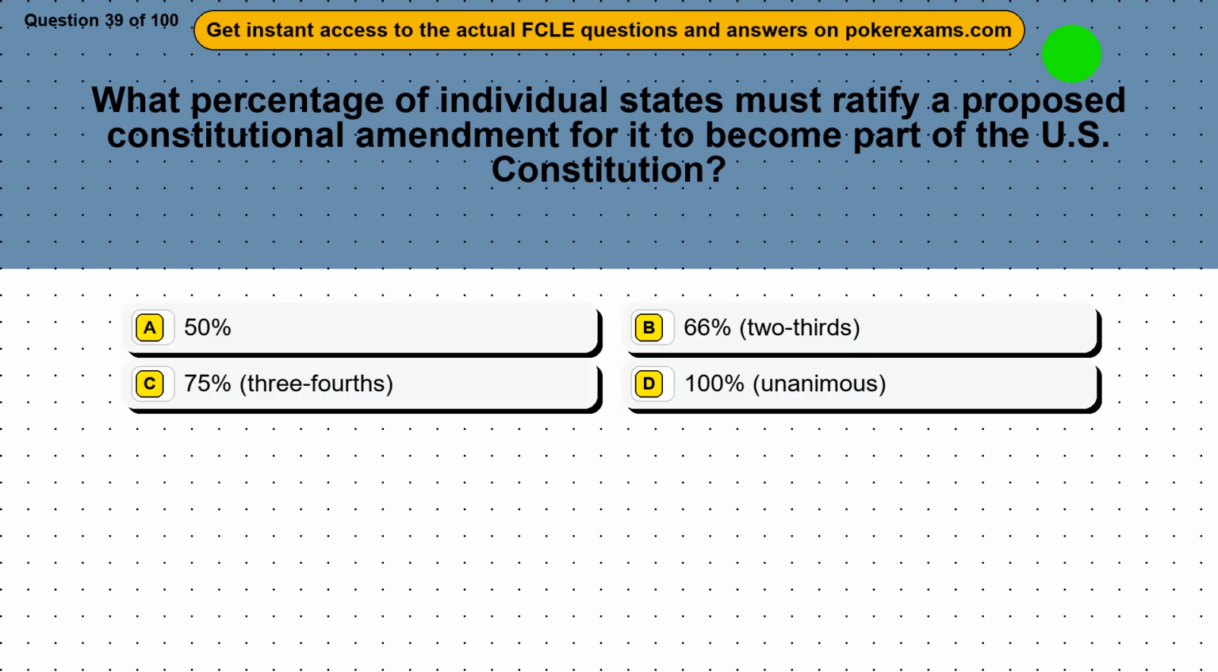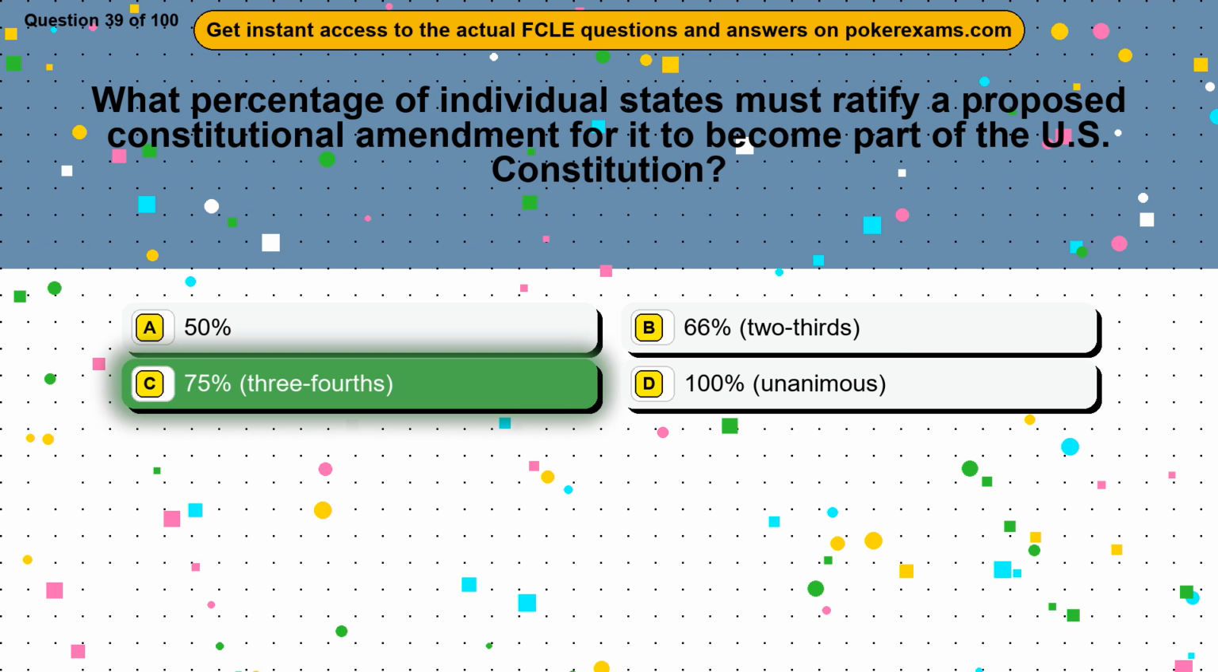Question 39. What percentage of individual states must ratify a proposed constitutional amendment for it to become part of the U.S. Constitution? Option A. 50%. Option B. 66%, 2/3. Option C. 75%, 3/4. Option D. 100%, unanimous. The correct answer is option C.